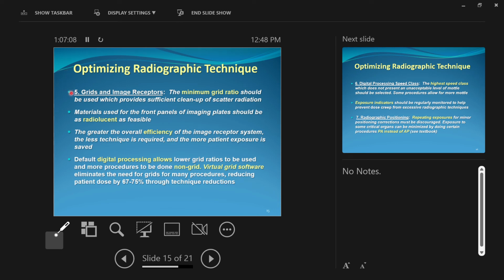Grids and image receptors. I'm not going to talk much about grids right now, but here's what you need to know about grids. They make the images better by catching and eliminating off-focus scattered radiation. So I gave you the example of one X-ray photon coming down here, hitting the patient, scattering in some random direction, right? Never making it to the image receptor, right?